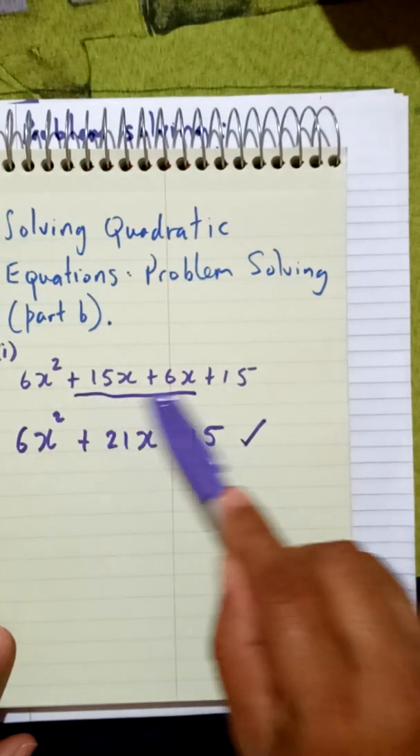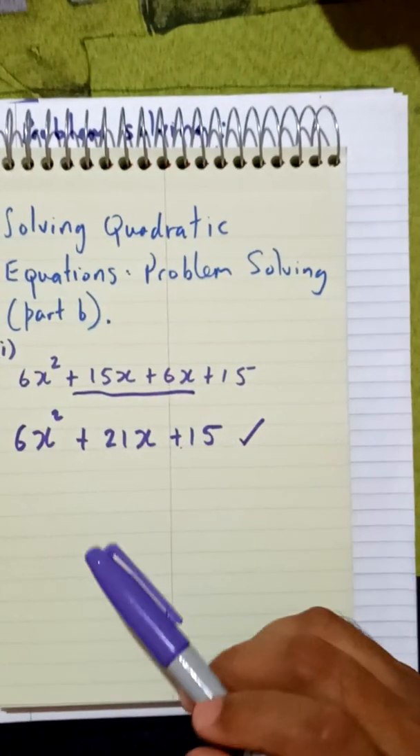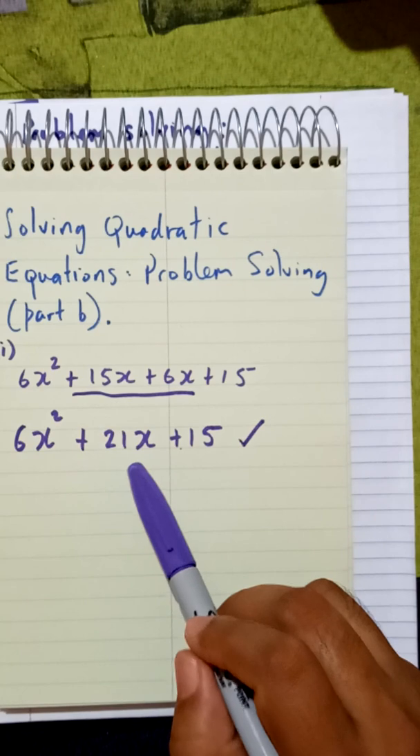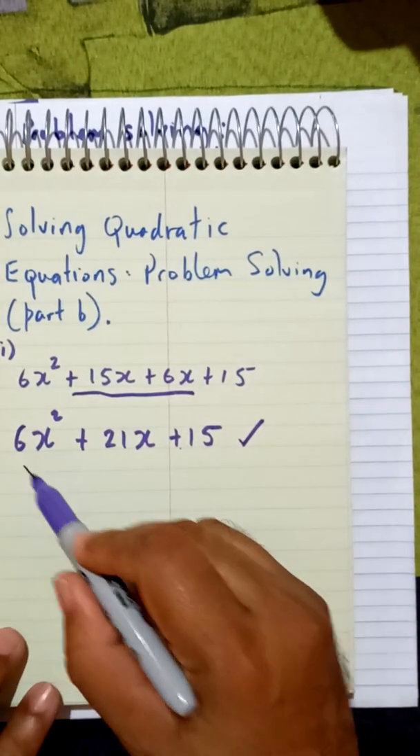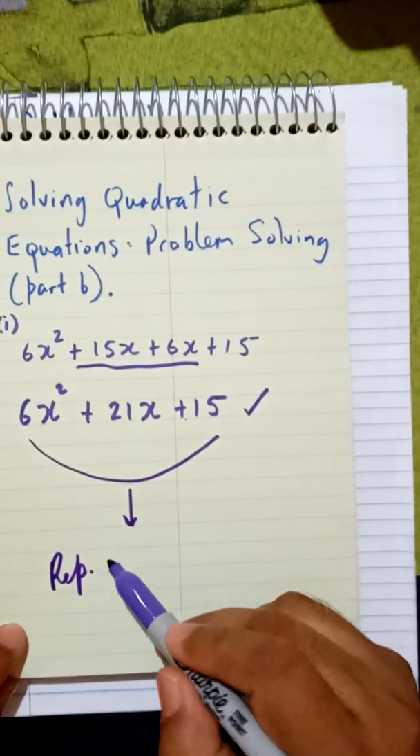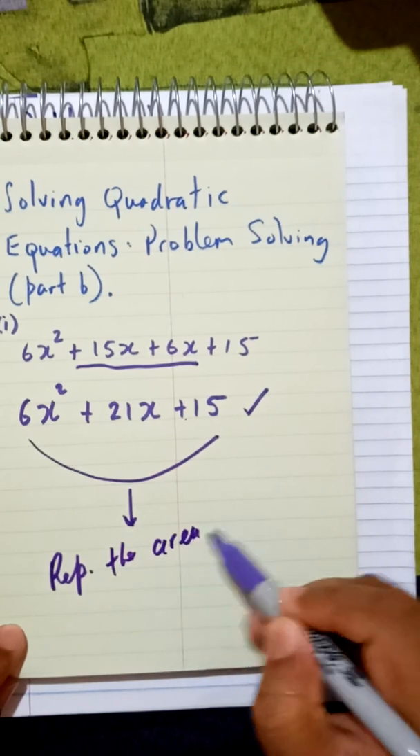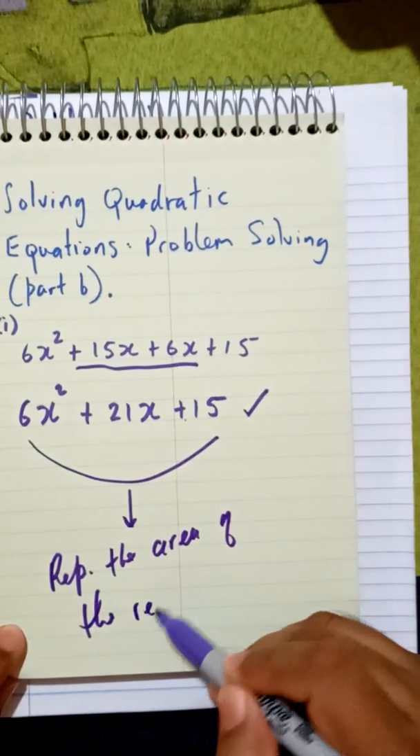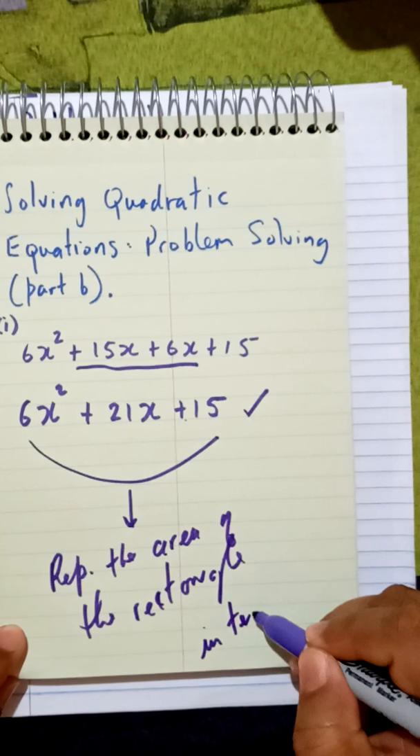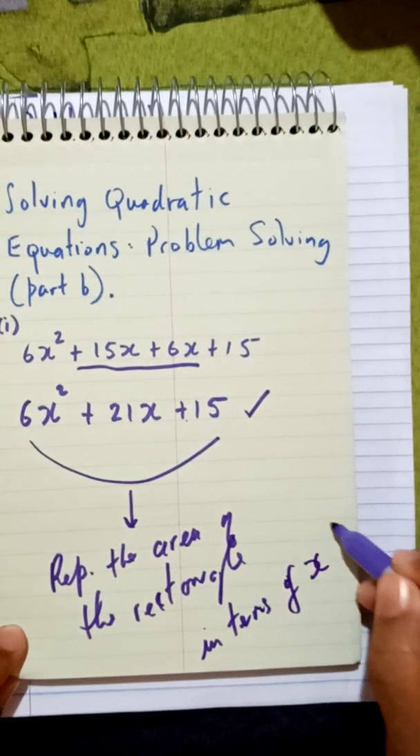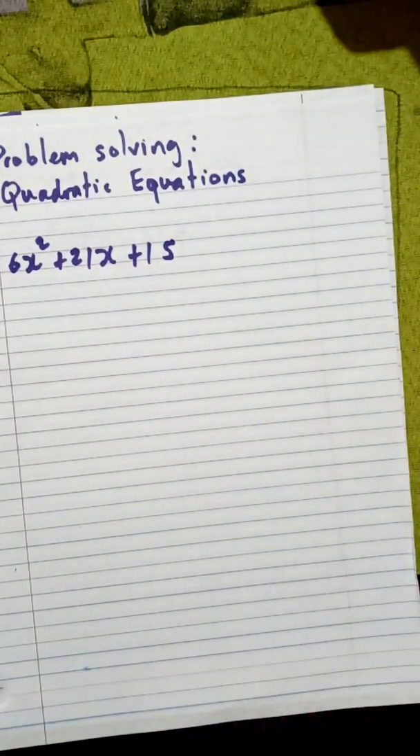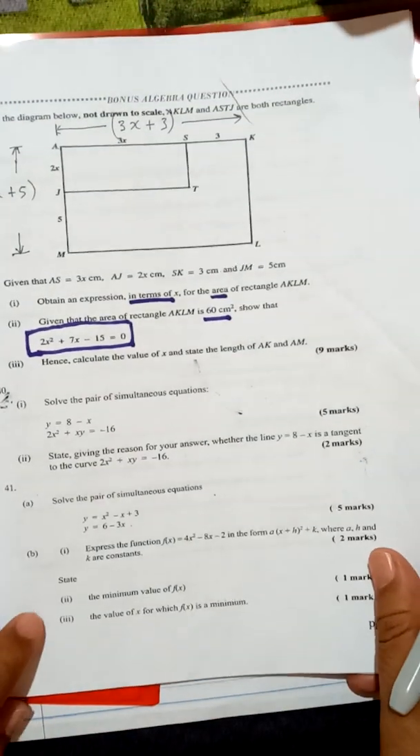And we said that these two terms are the only like terms. So what we do, we write down the 6x squared, write down the 15, add 15x plus 6x to give us 21x. So this expression represents the area of the rectangle in terms of x. Alright, so let us move on to part 2 of this problem solving question.